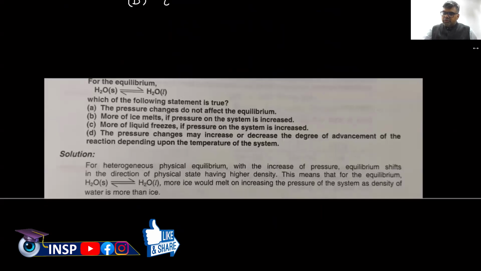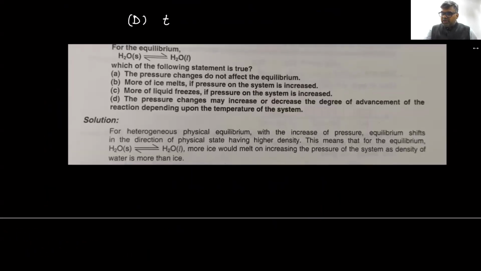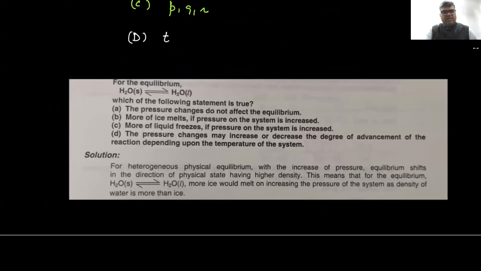Now, I'm going to deal with heterogeneous equilibrium, or better to say, those heterogeneous equilibria where all reactants and products are not in the gaseous state, or more precisely, phase equilibrium. I've taken just one question, although it's a factual question that every one of you knows about it. Just to recall the concept, I'm taking this question.